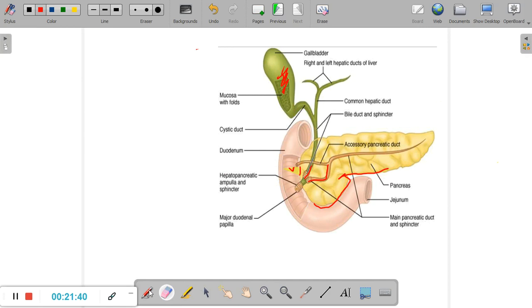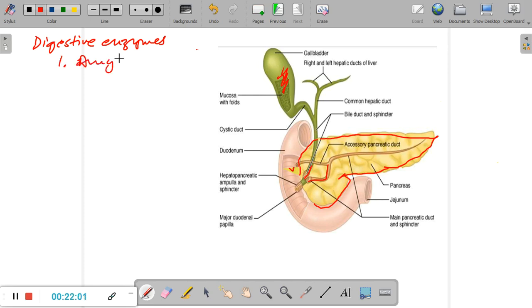So now the pancreas is going to produce its own secretions. And what are those secretions of the pancreas? So the pancreas secretes digestive enzymes. And which ones are secreted by the pancreas? So number one, it secretes amylase.